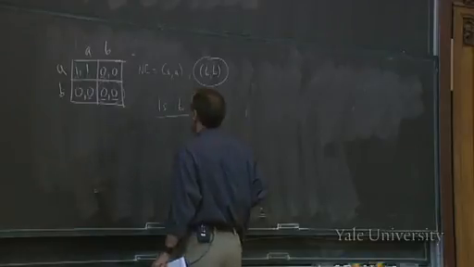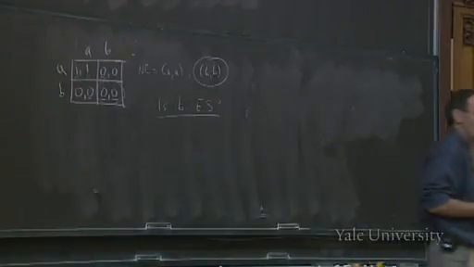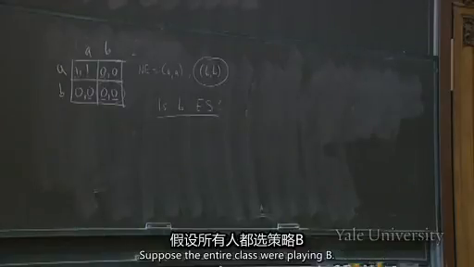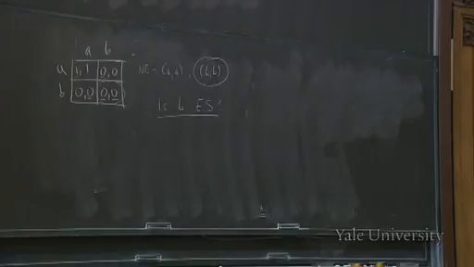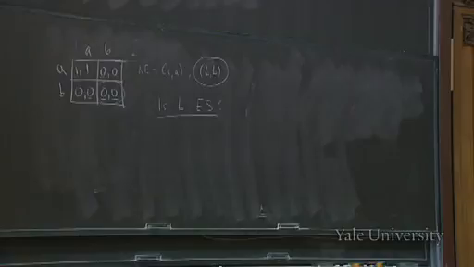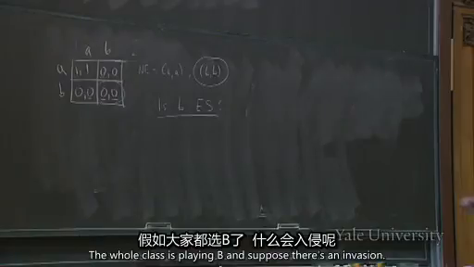Is B evolutionarily stable? Well, again, let's think through the exercise. Suppose the entire class were playing B. Wake up the guy in the middle and tell him he's playing B too. The whole class is playing B.